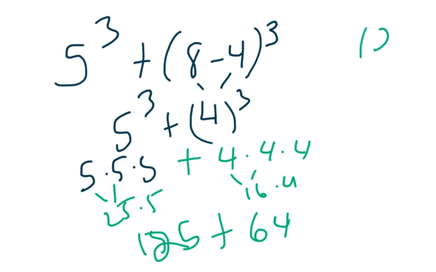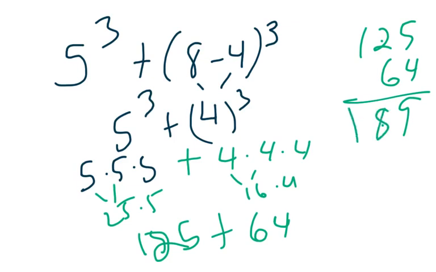And so now you can take these, stack them up. 5 and 4 give you 9. 2 and 6 gives you 8. 1. So it's going to be 189.